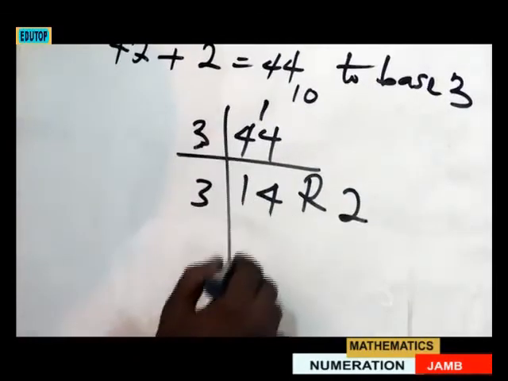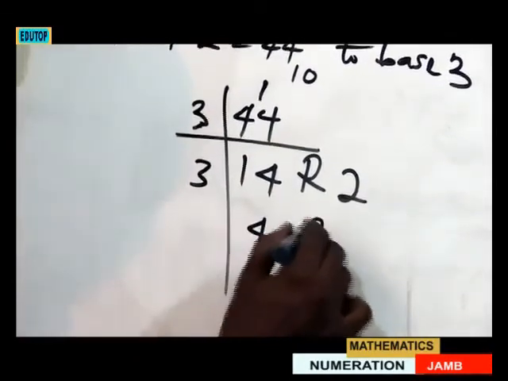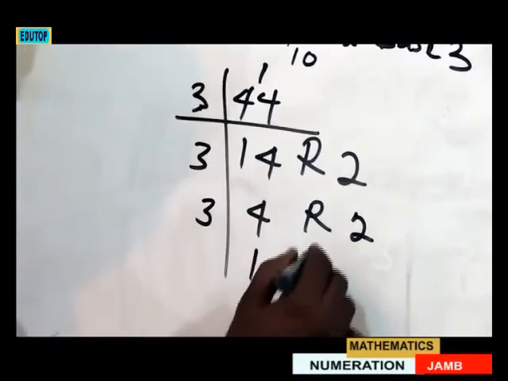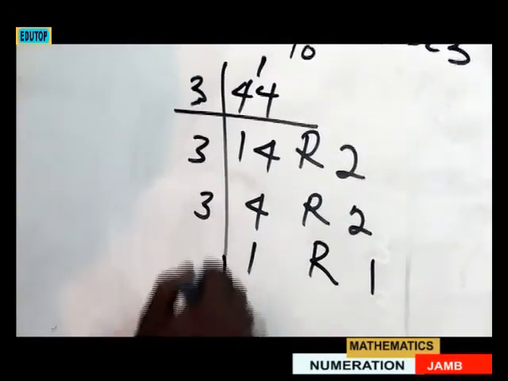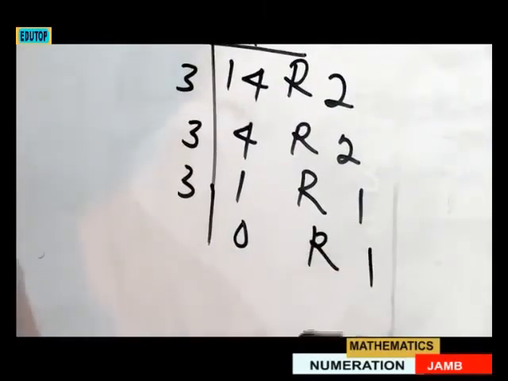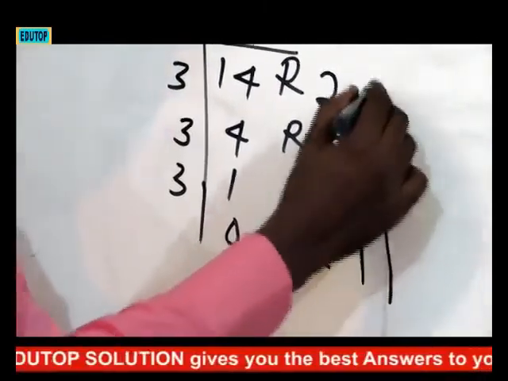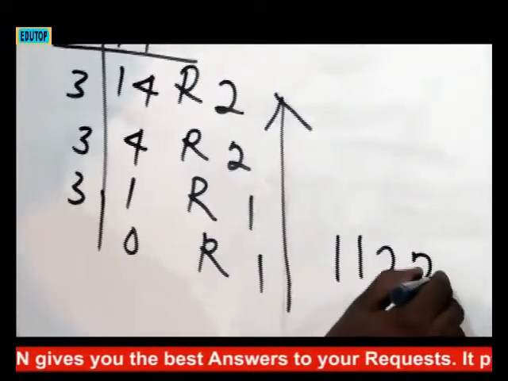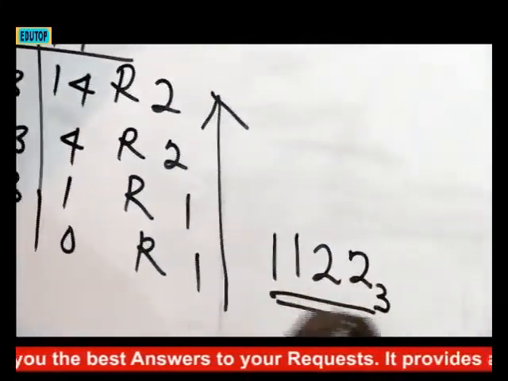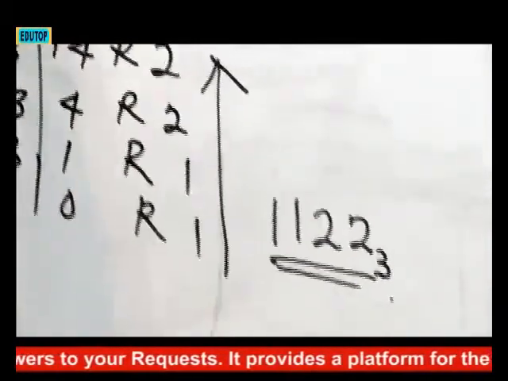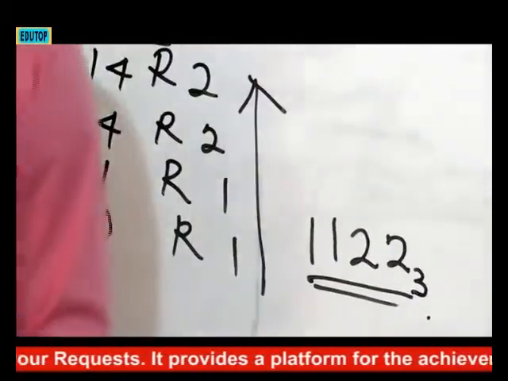Then 3 in this, we have 4. Remainder 2. 3 in 4, 1. Remainder 1. 3 in 1, 0. Remainder 1. Then we'll count it upwards. So we're going to have 1, 1, 2, 2, base 3. So this is the answer to question 3.